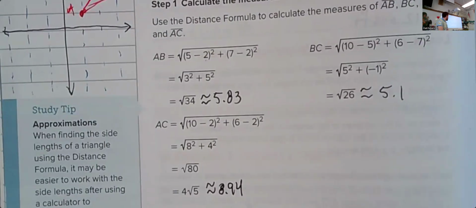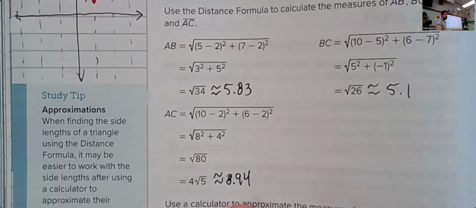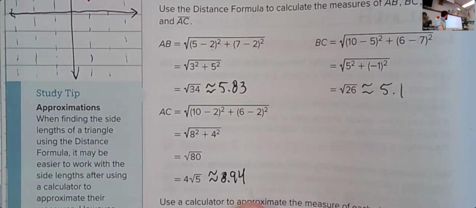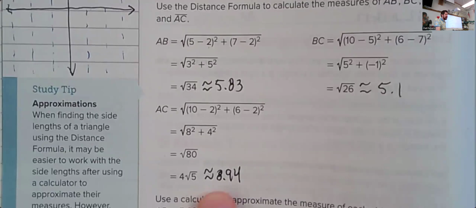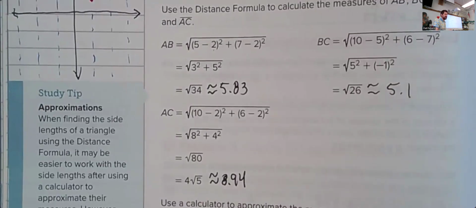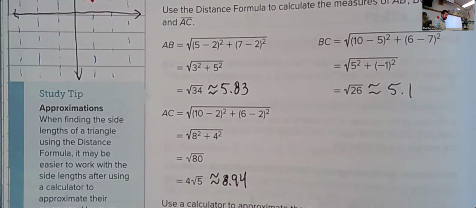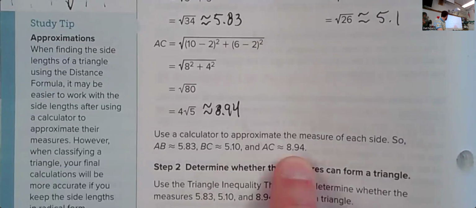So to determine whether or not we even have a triangle, the two shorter lengths, because that one's clearly bigger, have to add up to more than that, which they definitely do. Whole number here is 5, whole number here is 5, whole number here is 8. 5 and 5 is more than 8 for sure. We don't even have to worry about the decimals to know that this is a triangle. So yes, it is a triangle. Oh, it even tells us right here, 5.83, 5.1, 8.94.